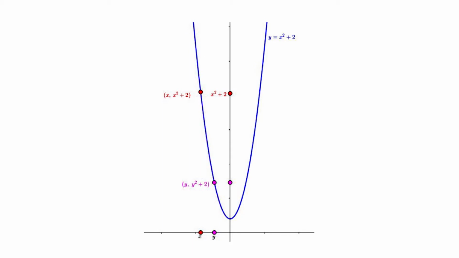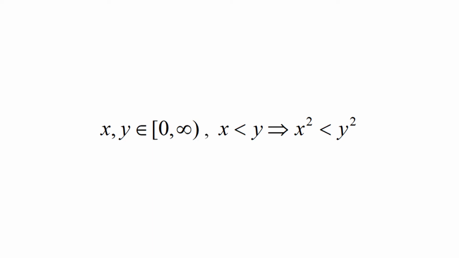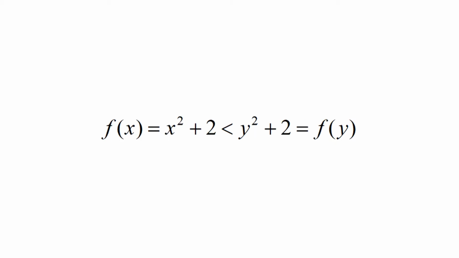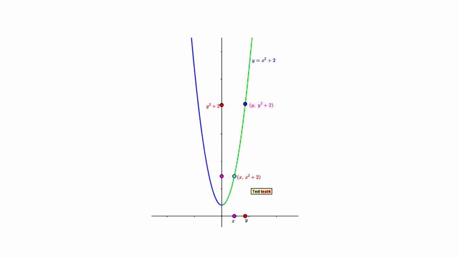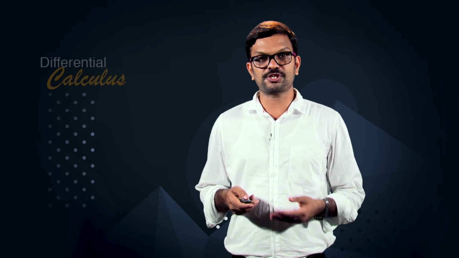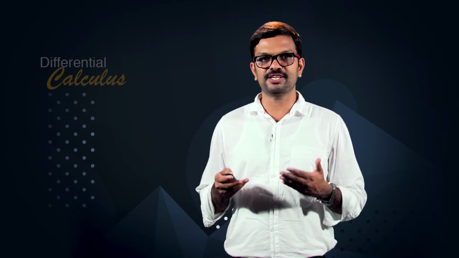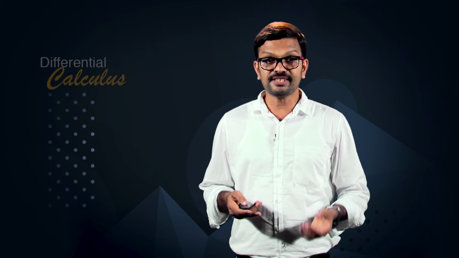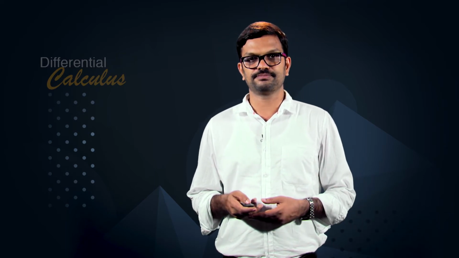On the other hand, for all x comma y in the interval 0 to infinity, x less than y implies x square is less than y square. So that f of x equal to x square plus 2 is less than y square plus 2 equal to f of y. Thus, f is increasing on the interval 0 to infinity. In fact, f of x equal to x square plus 2 is strictly decreasing on minus infinity to 0 and strictly increasing on 0 to infinity.